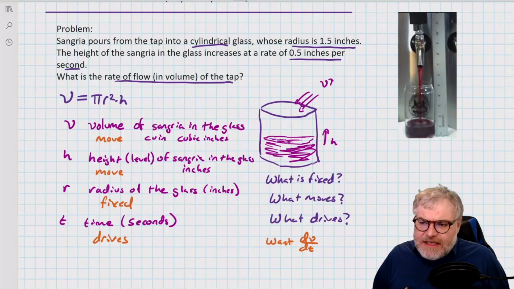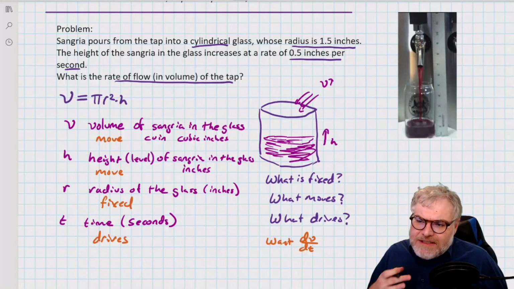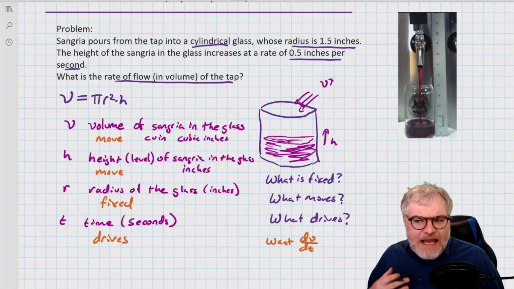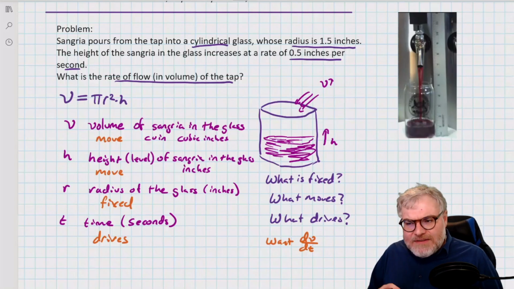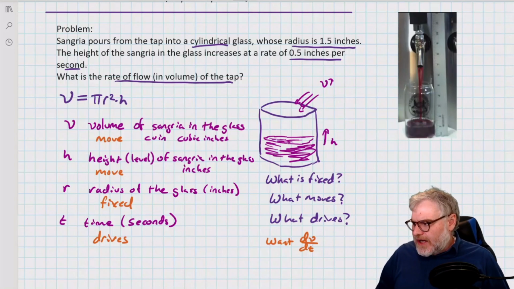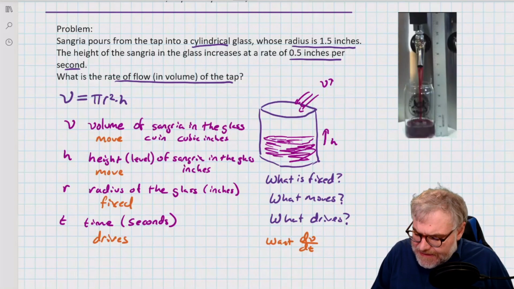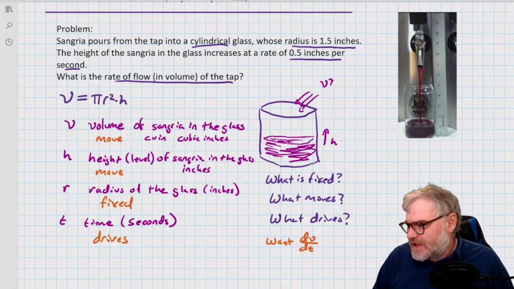So again, I'm going to have to take a derivative of this thing, and I need to identify the moving parts, because if something is moving with time, I can't substitute in data for it. But if something's fixed, I can. Okay? So what have I done? Well, I've identified the various pieces of information here.